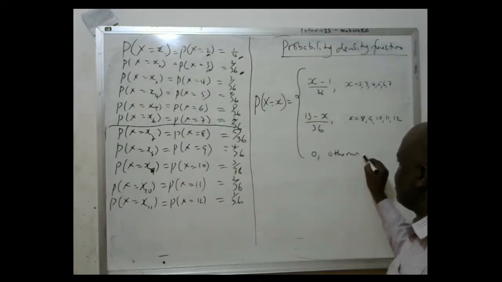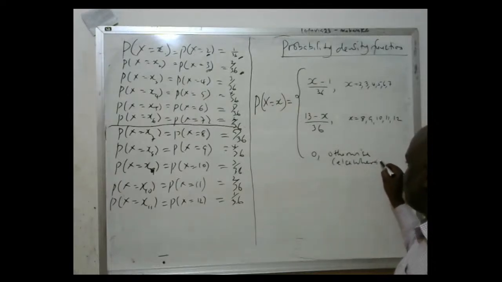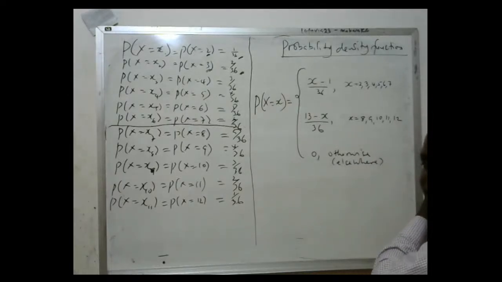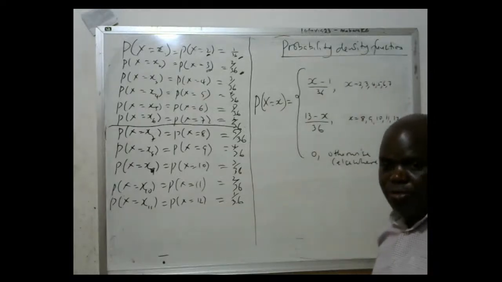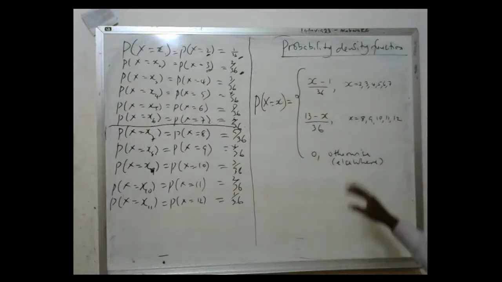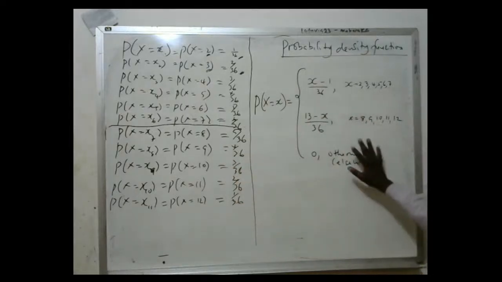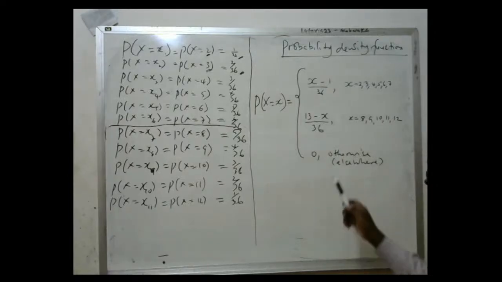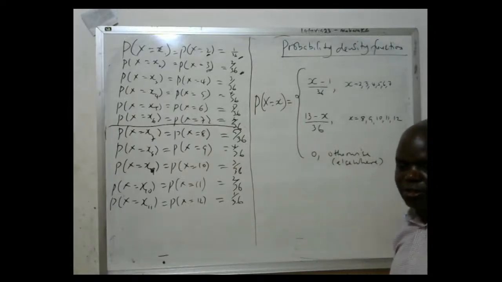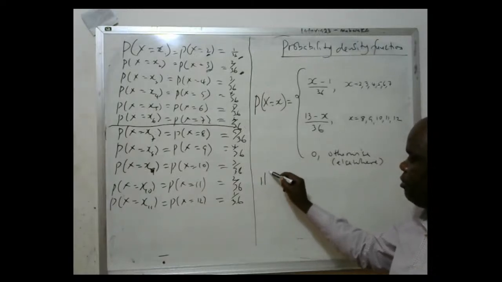Sometimes we write 0 elsewhere. Why do we write this 0 elsewhere? It means that anything outside these values, the probability is 0. The probability does not exist for sums outside these values. So we write 0 otherwise, or 0 elsewhere. Now this is what we call a probability density function: a function which allocates probabilities. And how does it allocate? Illustration.